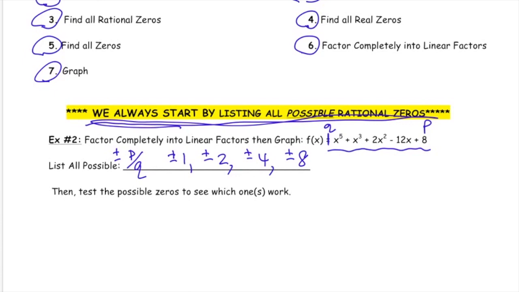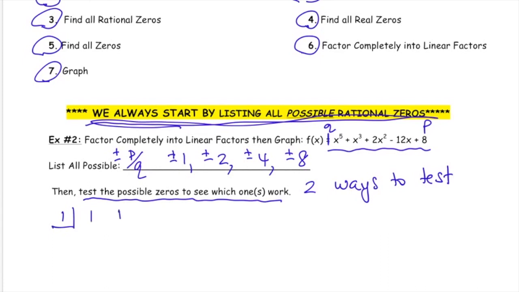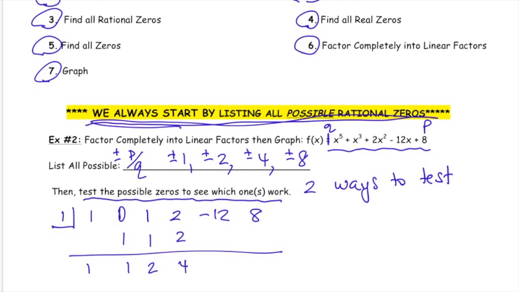Once I have the list of all possible, then I have to test the possible zeros to see which ones work. How do I test? Well, remember there were 2 ways to test. I could just do the synthetic division and try it. So I could say, okay, I'm going to put 1 in here, and that would be 1, 1, 2. Oh, wait, there's a 0 in there somewhere, right? Because there's no x to the 4th term, so this is 0. And then 1, 2, negative 12, 8. And then that would be 1, 1, 2, 4, negative 8, 0. Oh, yay, that one worked. So we just found out that 1 is a 0.